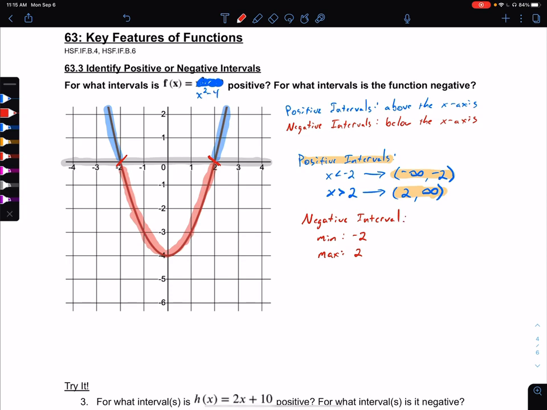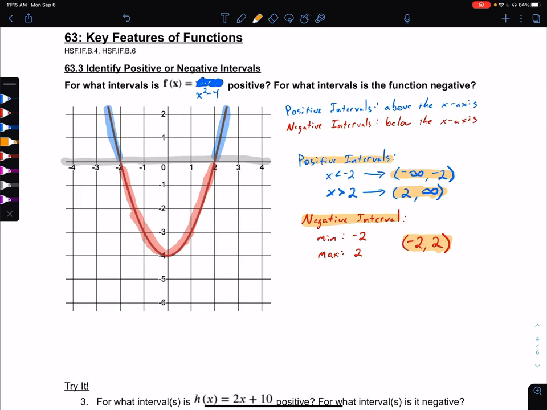So as a negative interval, we would want from negative 2 to 2 in interval notation, and then we need to decide parentheses or brackets. Final time I'm going to say this: it's right on the x-axis, so negative 2 and positive 2 are not included in the interval. That means we're going to use parentheses. Let's just highlight our answers. The negative interval would be negative 2 to 2.